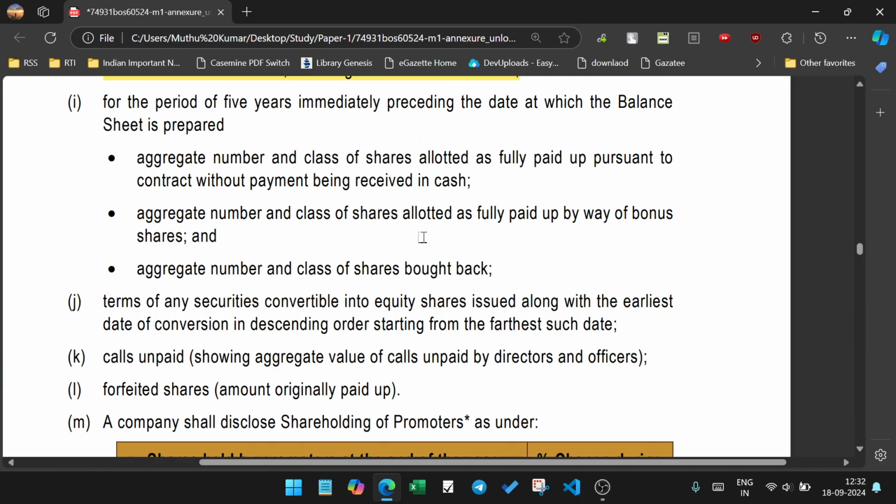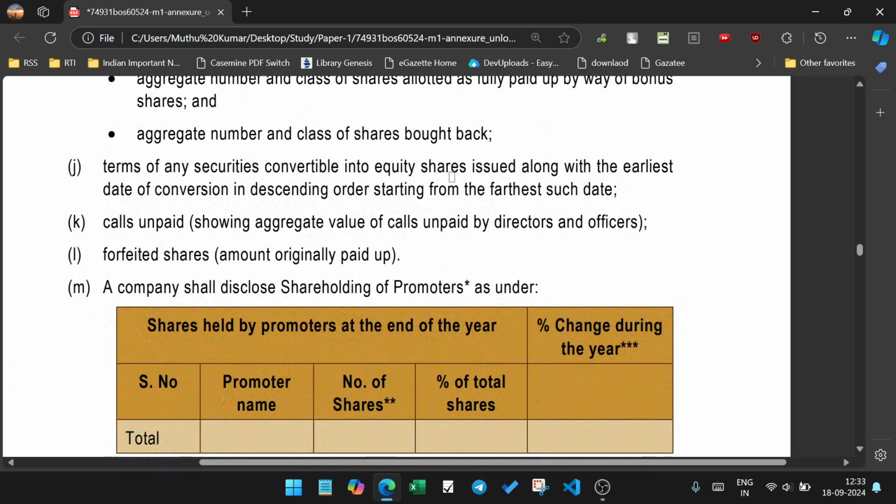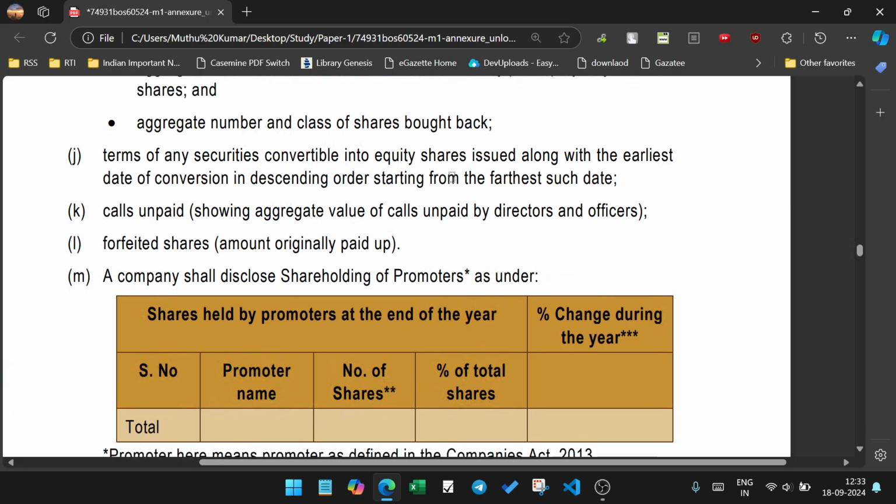Aggregate number and class of shares allotted as fully paid up pursuant to contract without payment being received in cash. Aggregate number and class of shares allotted as fully paid up by way of bonus shares. Aggregate number of shares bought back. The terms of any securities convertible into equity shares issued, along with the earliest date of conversion, in descending order starting from the furthest.